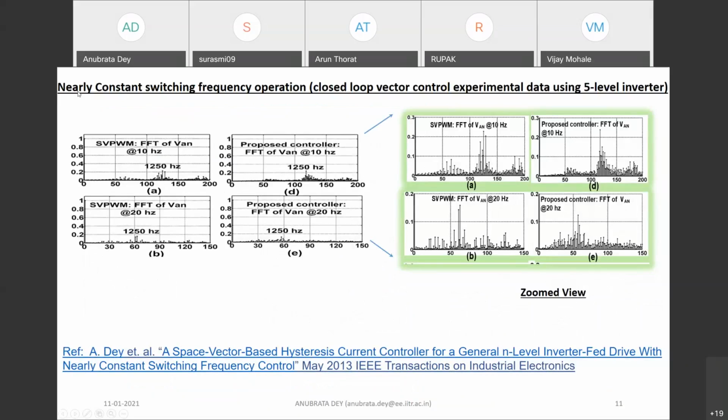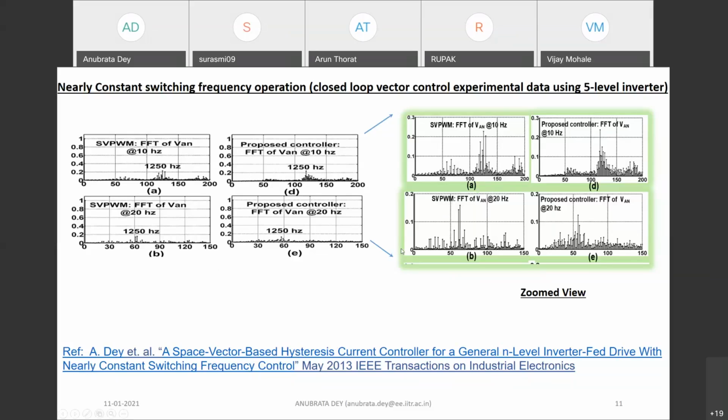This is also called nearly constant switching frequency, because if you compare the spectrum of the SVPWM, which is voltage control, with the proposed current control technique, at 10 Hz and 20 Hz this looks like the SVPWM spectrum. So it can be concluded that this particular control is able to maintain a particular switching frequency. Although it is not fixed, it is very tightly controlled around its design switching frequency. The zoomed version of that you can also see here, and easily understand.